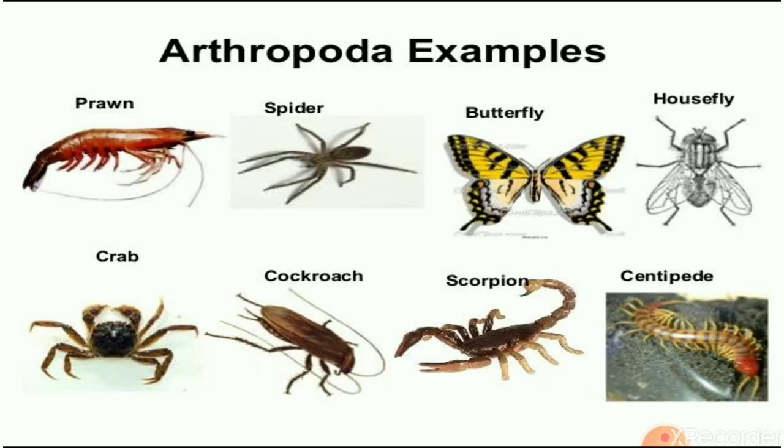Some common examples of phylum Arthropoda are prawn, spider, butterfly, houseflies, centipedes, scorpions, cockroaches, and crabs.